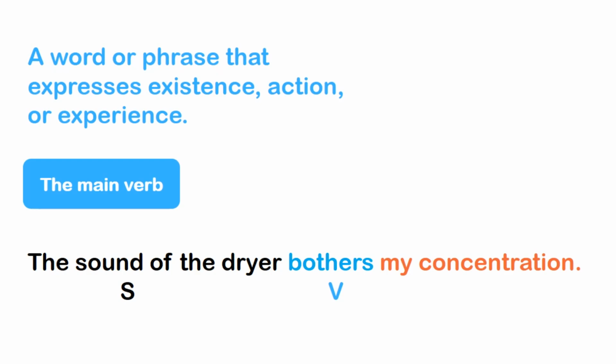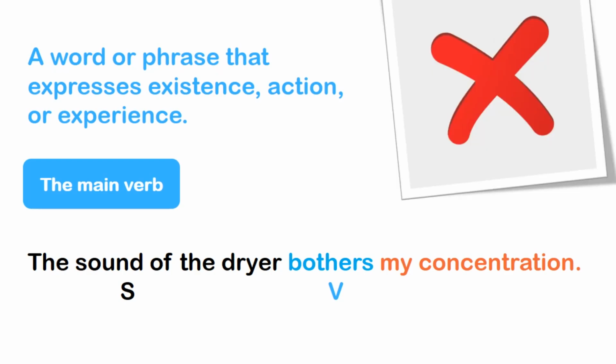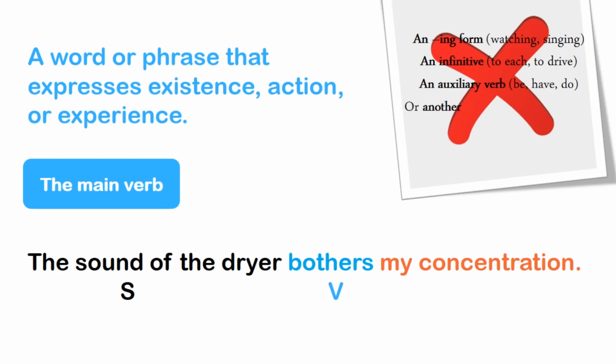In missing main verb questions, please avoid the following. The first one is an ing form, such as watching, singing, and other verbs with ing at the end. Also an infinitive, those verbs that start with to, like to teach, to drive. And the next one is an auxiliary verb. Remember, an auxiliary verb is a helping verb that is usually used together with the main verb. But here, we're only talking about the main verb. And the next one is another part of speech, any adjectives, any prepositions. So please avoid using any of those.